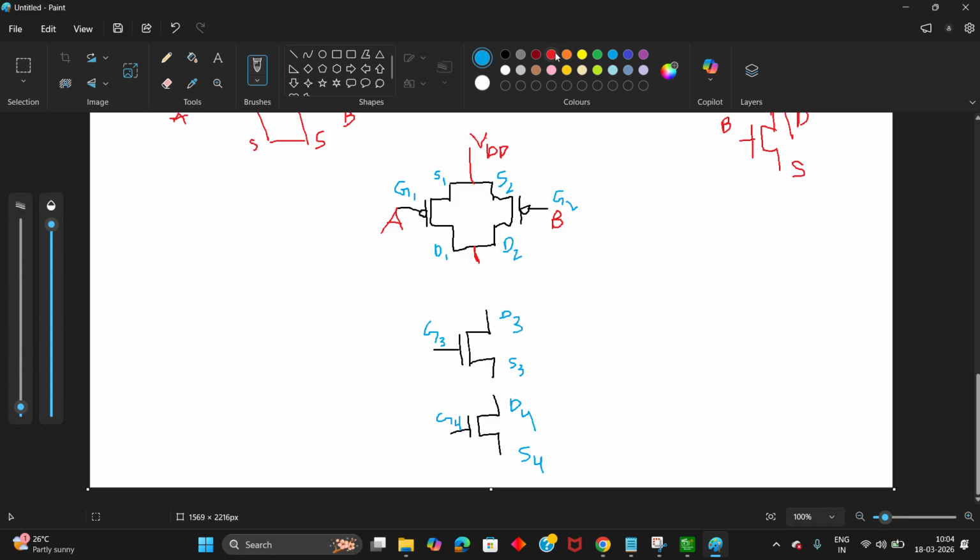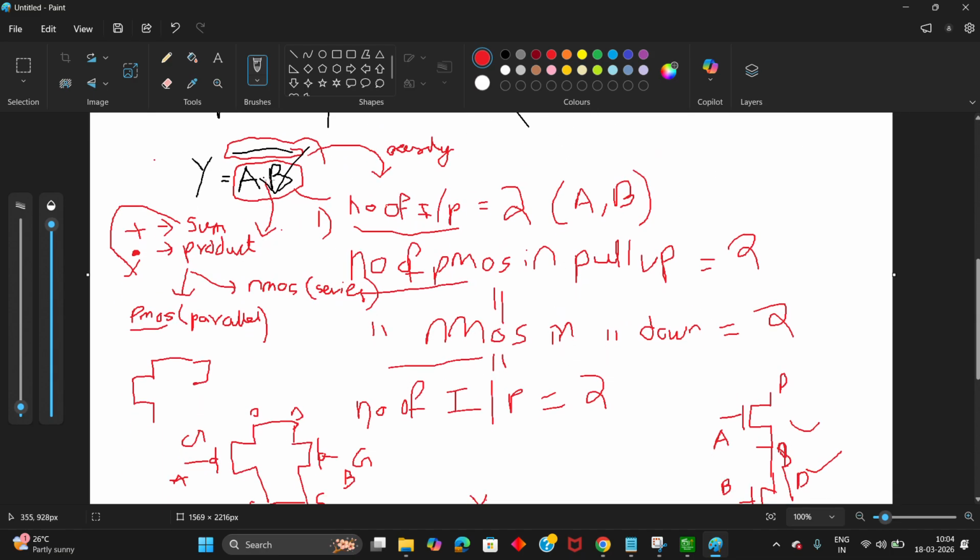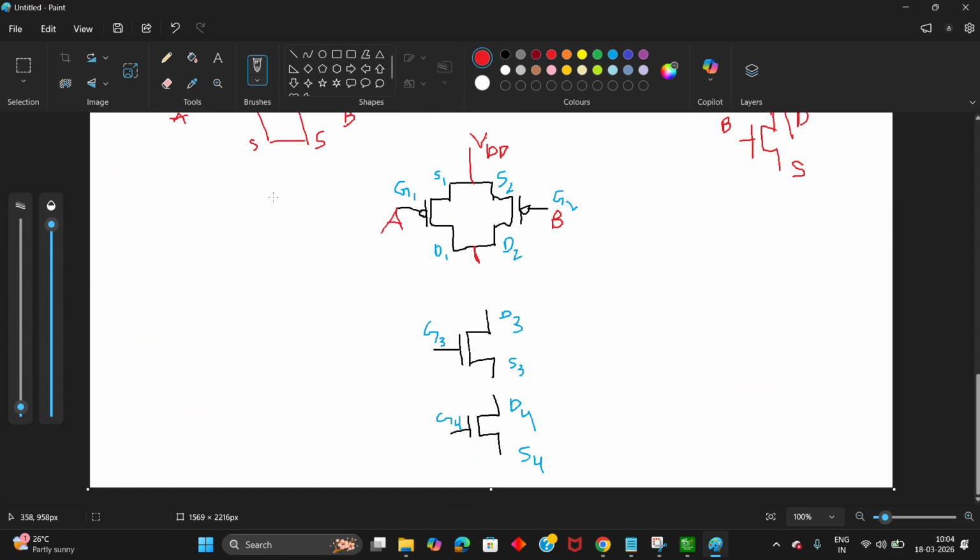Now what we are going to do, we need to connect both the NMOS transistors in series. Why? Because there is a product operation between our variables, so we are going to connect both the NMOSs in series. To connect them, how should we connect the terminals? We need to connect the source terminal of one NMOS to the drain terminal of another NMOS. Like this we should connect, right?